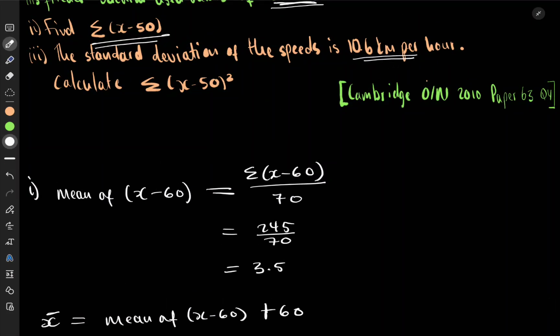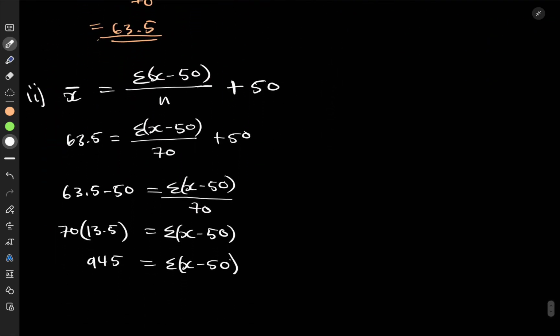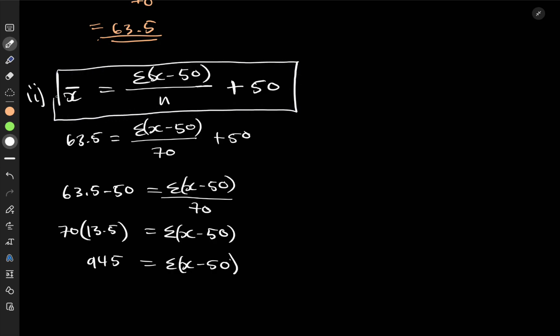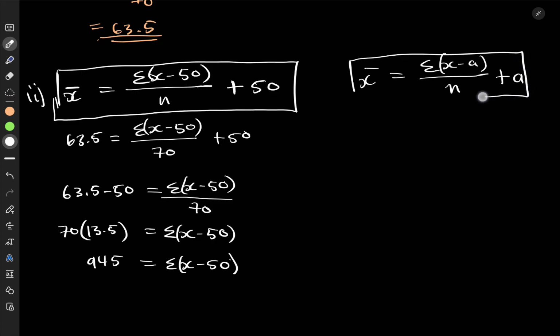Now they've taught us something about the standard deviation of the speeds is 10.6. So this is the important formula. Please just master it. The mean would be the mean of whatever, plus the correction factor. If it's the mean of x minus some value, you put plus a. So the mean is equal to the sum of x minus a over n. This gives you the mean of x minus a. Then you add a, then you get the true mean. That's what you normally get.